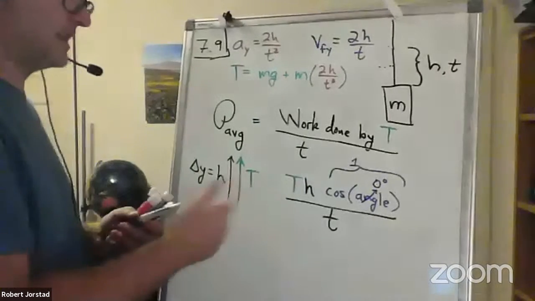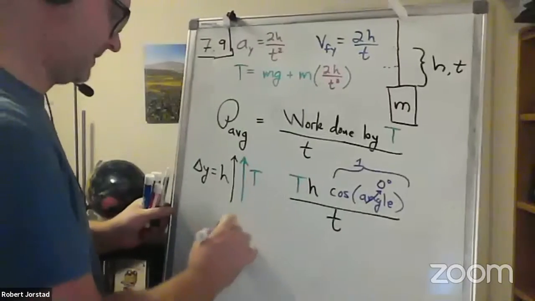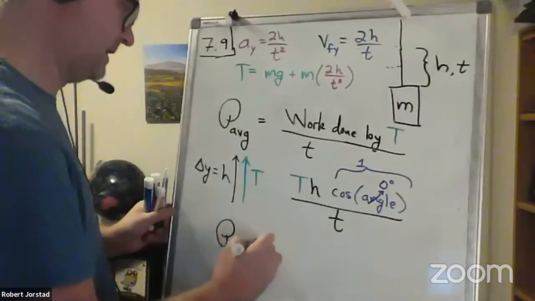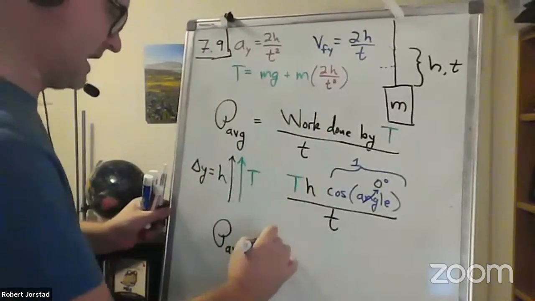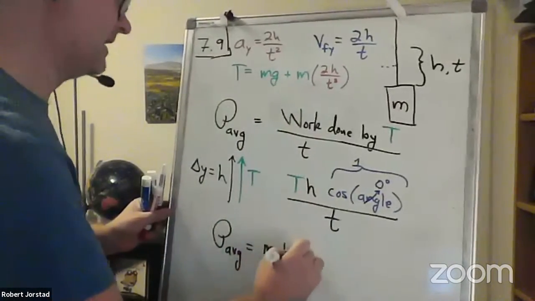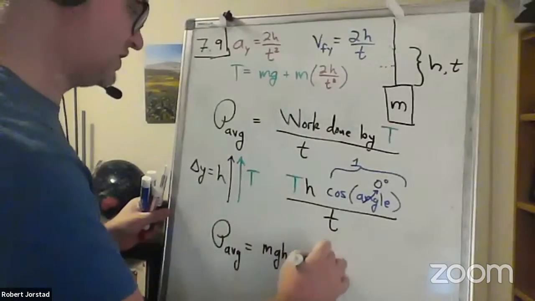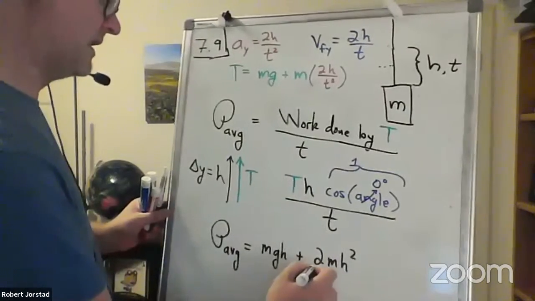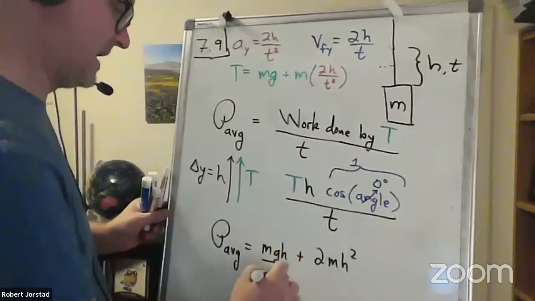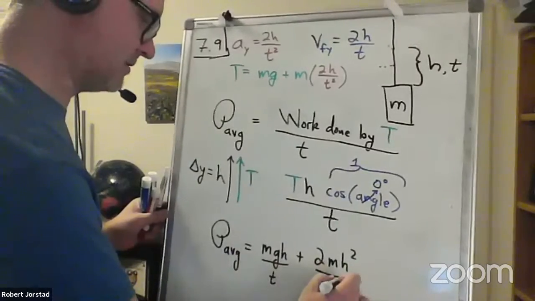Zero. What's cosine of 0? 1. Yep. So that means it's basically T times H over T. So it's going to be mgh plus 2mh squared. And then let me do it this way. This is divided by T, and this will be divided by T cubed.